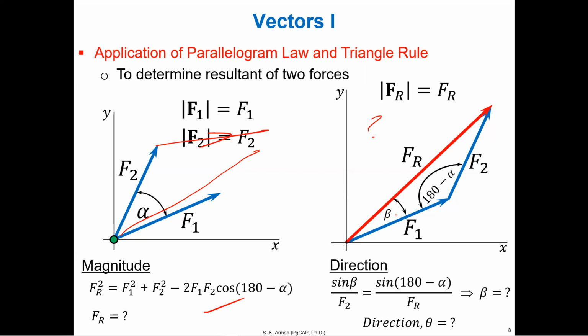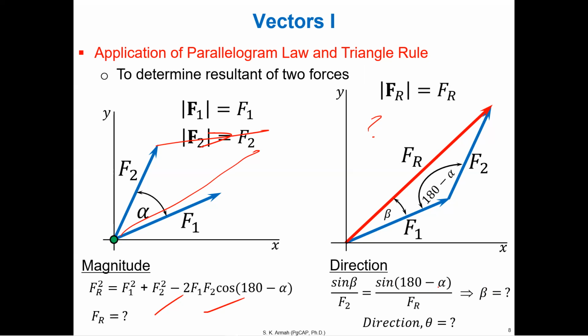Okay. And then you use cosine rule because you don't know beta, but you know F2. You know FR now from here. And you know 180 minus alpha. So using sine you compute beta, but please, beta is not necessarily your direction. Beta in some cases could be your direction, but it's not. So let me say I'm using theta for direction. Then you have to find a way to compute this theta.